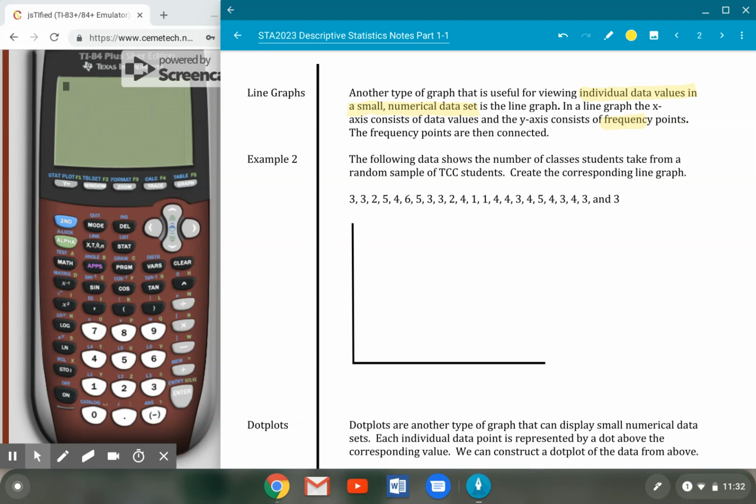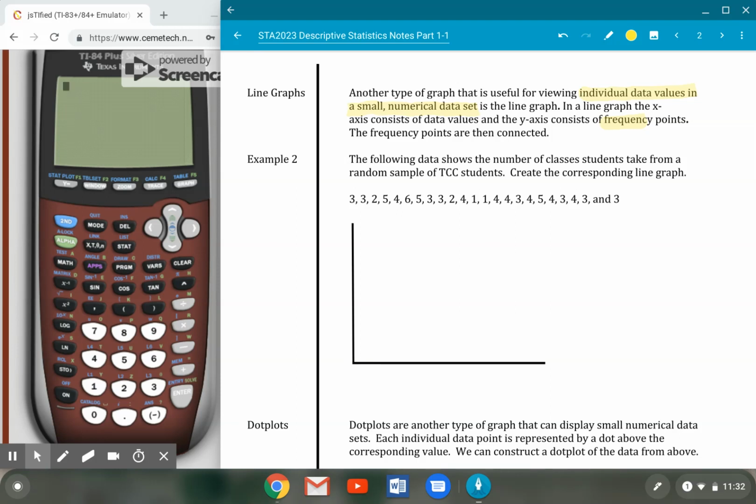So example 2, building a line graph off of some data. The following data shows the number of classes students take from a random sample of TCC students. Create the corresponding line graph. So I wouldn't want to use a stem plot for this data because they would all have the same stem. I can think about a 0 in the 10 spot, and then I would have all of these different numbers. So by making a stem plot of this, I'm just ordering them from smallest to largest.